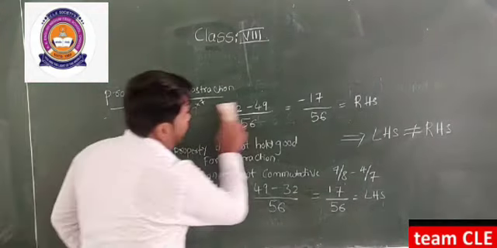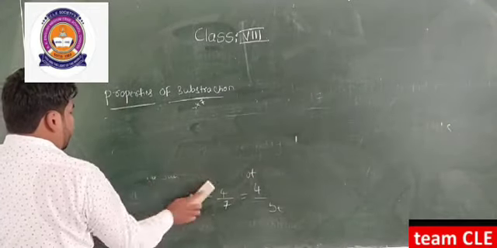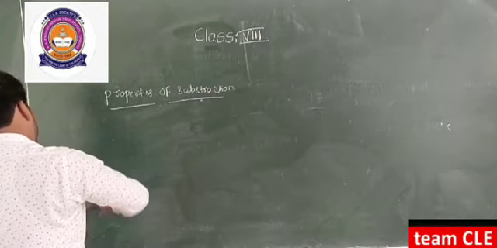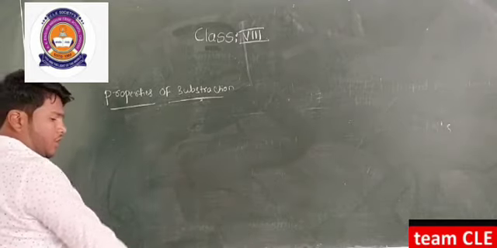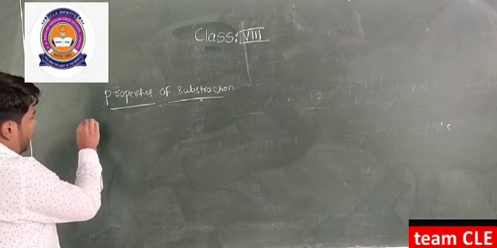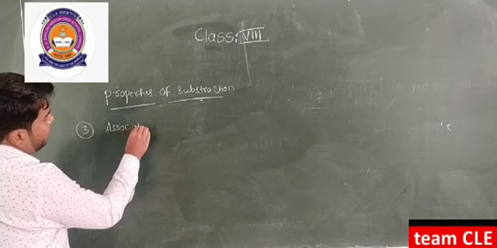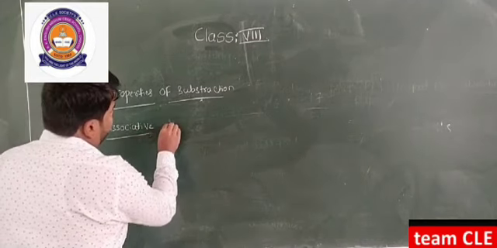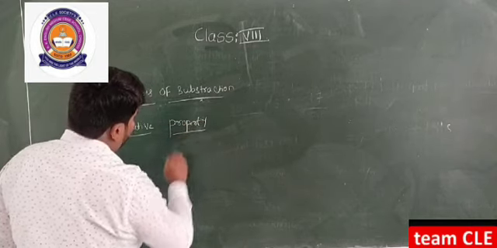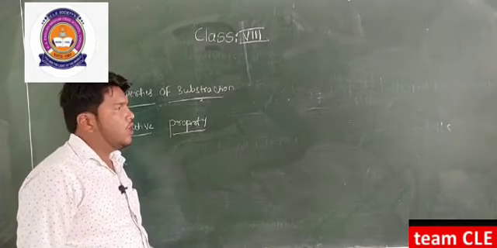So what is the associative property? In addition we have learned it clearly, and now we are learning it in the form of subtraction. The third one is the associative property. We have to verify whether the associative property holds good for subtraction.